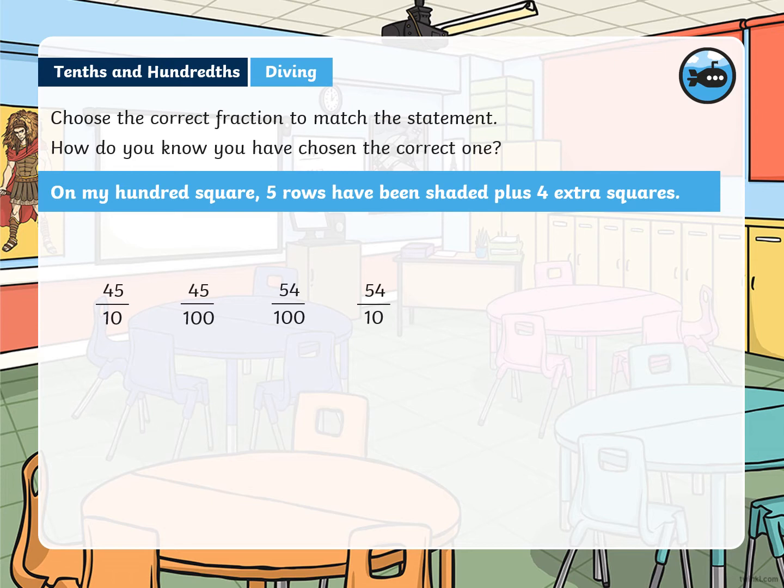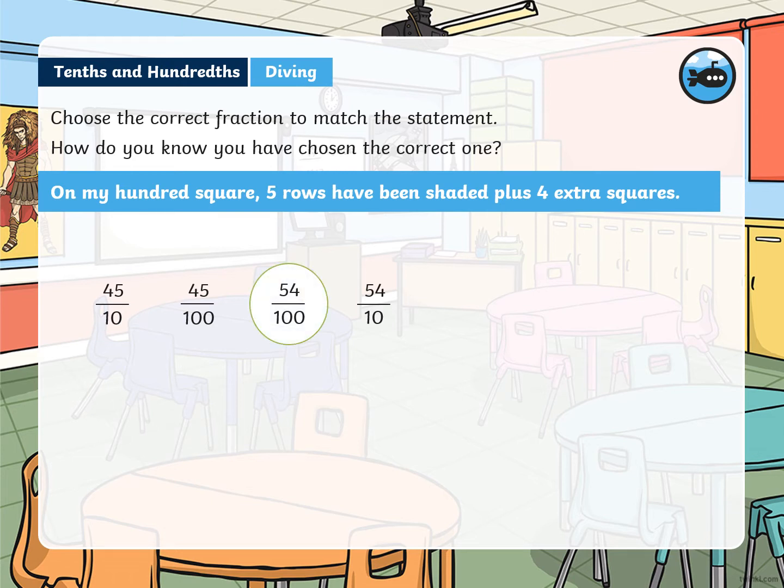45/10ths? Is it 45 100ths? Is it 54 100ths? Or is it 54/10ths? Have a little think.